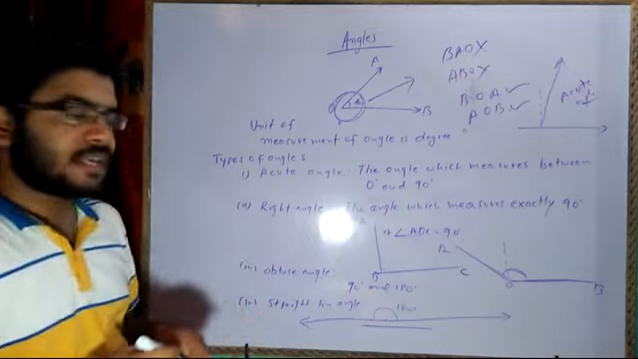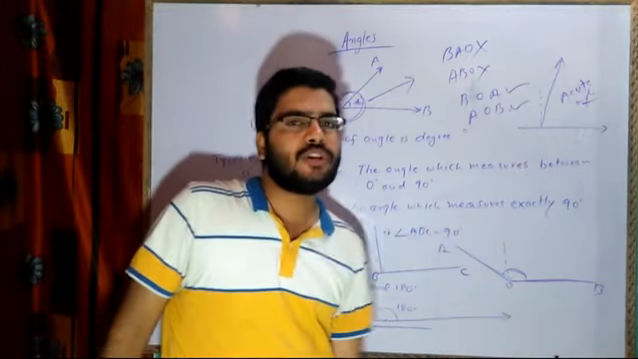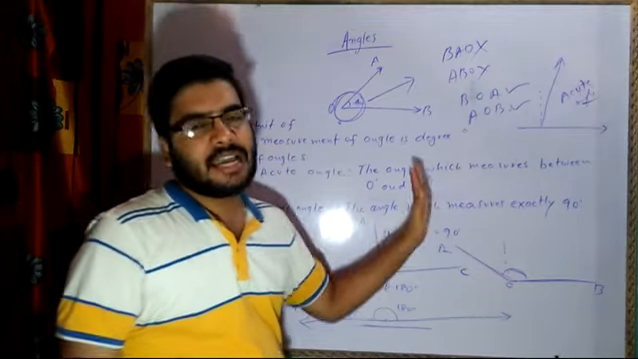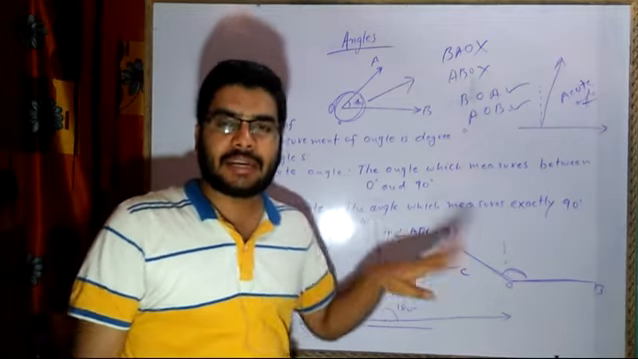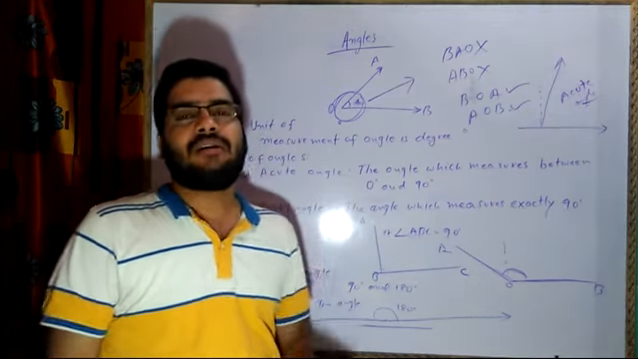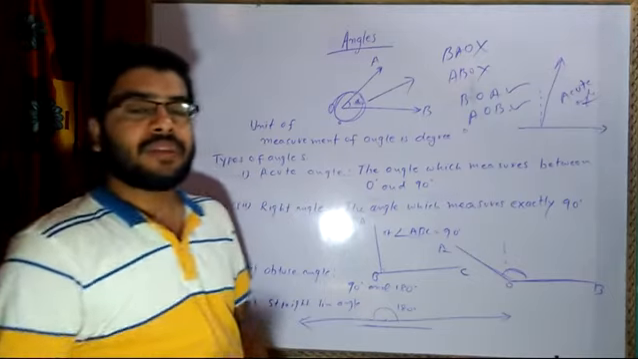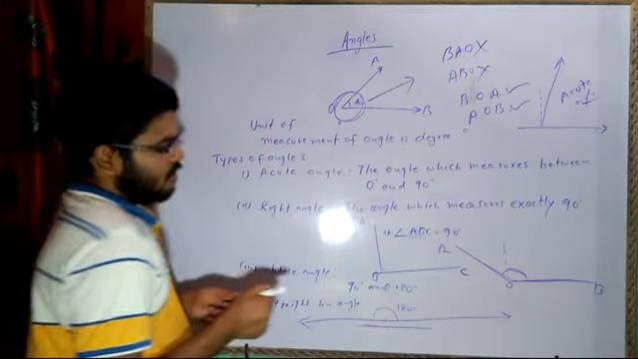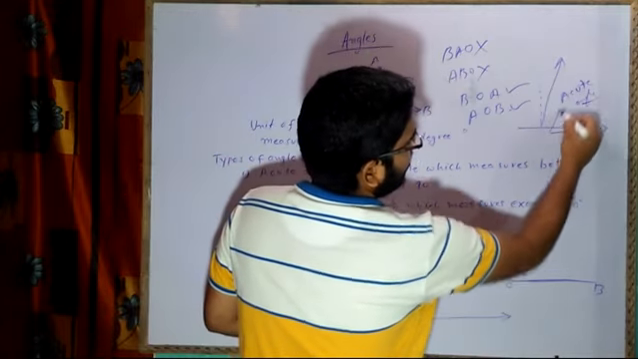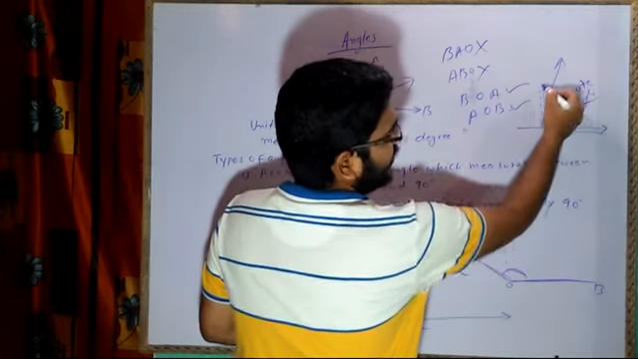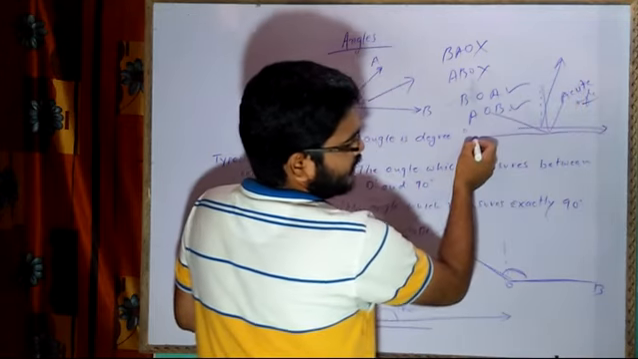So angle less than 90 degree is said to be acute angle, but it should be greater than 0 degree. Angle which is exactly 90 degree is said to be right angle. An angle which measures more than 90 but less than 180 is said to be obtuse angle. An angle which measures exactly 180 degree is said to be straight angle. Now my question is, see, I have drawn this ray this side and then this side. Then in right angle it went like this. Then in obtuse angle it went like this. In straight angle it went like this.